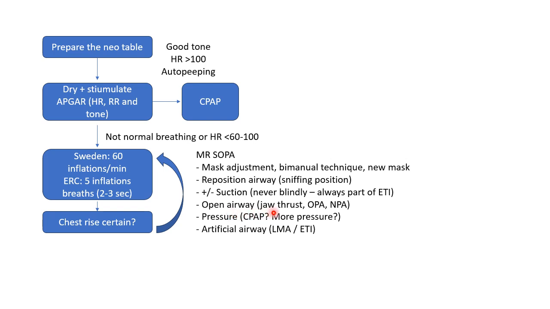Then you want to open the airway with jaw thrust or an OPA or an NPA, right? You may want to do a bit more pressure, and you may want to do an artificial airway like an LMA or an ETT, right? That's the MR SOPA. That's how you can make sure that there are inflations. And if there are inflations, then you do these five.